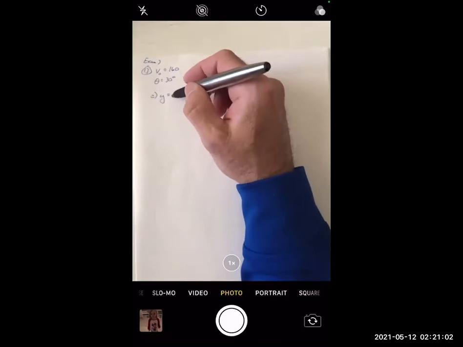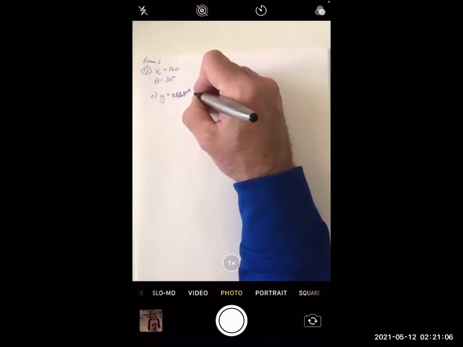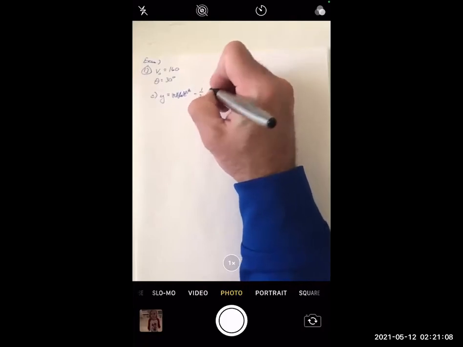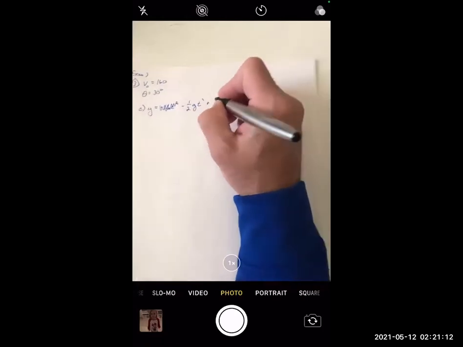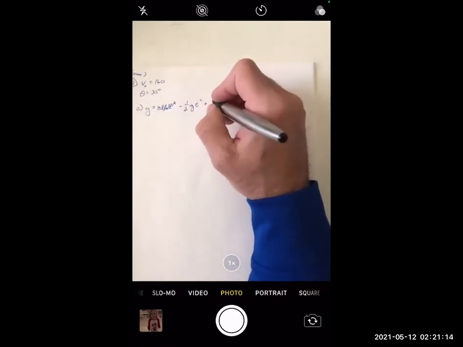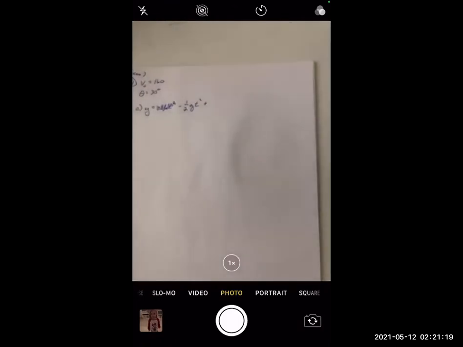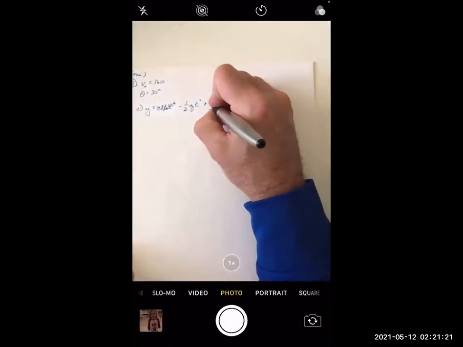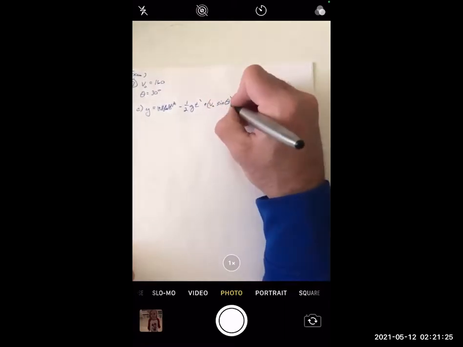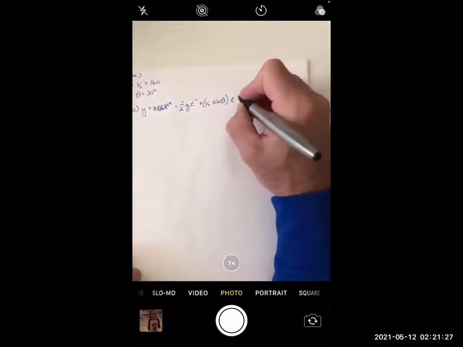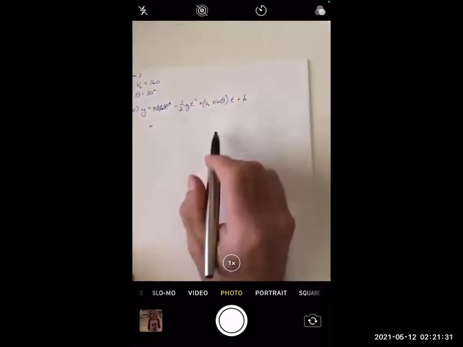Let's just work it out just in case. So the formula would be negative 1/2 GT squared, plus ADT, plus the V zero sine of theta times T, plus your height. So that's where she's getting her numbers from.